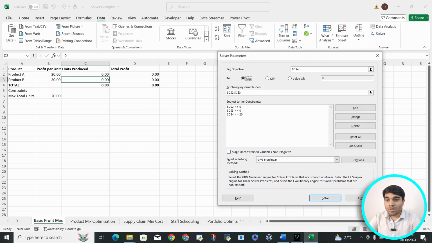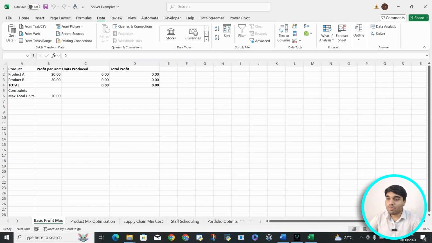Although if I go here and choose any particular method, I can go to simplex and whatnot. You will be able to see what exactly is going to happen. The explanation of all of them is also written here. Select the GRG nonlinear engine for solver problems that are smooth nonlinear, and select the LP simplex engine for linear solver problems. So let's go ahead and select the GRG nonlinear one only. I don't feel like there's any problem here.